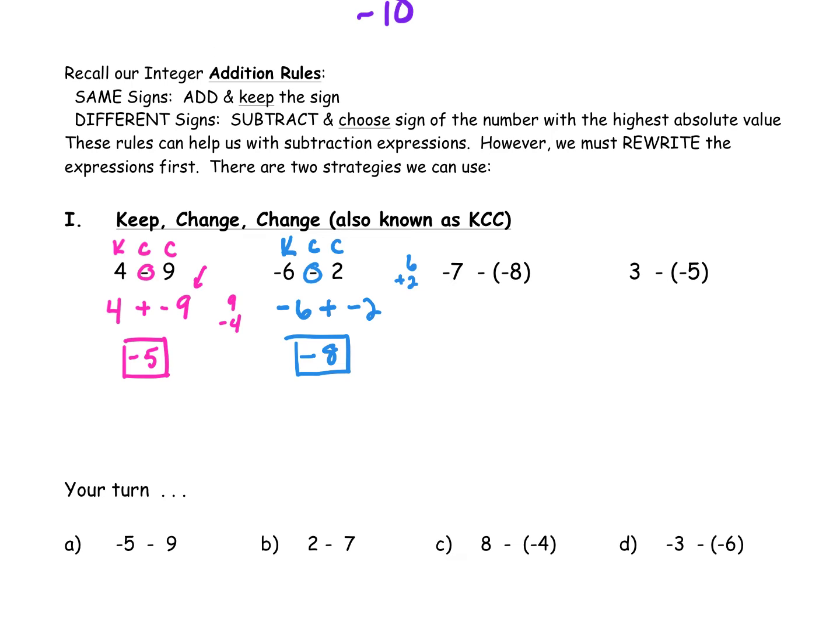Once again, this works every time we have a subtraction, so we would do a keep, change, change. We're changing the minus sign to a plus. So this would be written as negative 7 plus positive 8. Now we use our addition rules that says that we subtract different signs. So we're going to have 1. And then we keep the sign of the number with the highest absolute value, which is positive 8. So this is positive 1.